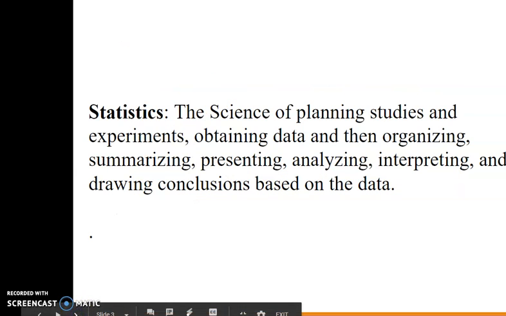Okay, so let's actually get started. Statistics is in fact not a math class. It's actually considered a science because it deals with how to properly collect data, and then after the data has been collected, we typically draw conclusions about a population based on a sample. So the formal definition of statistics is that it is the science of planning studies and experiments, obtaining data, and then organizing, summarizing, presenting, analyzing, interpreting, and drawing conclusions based on the data. So it's not just a math class, it's technically science.